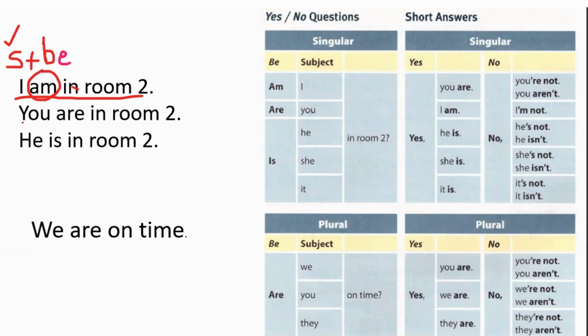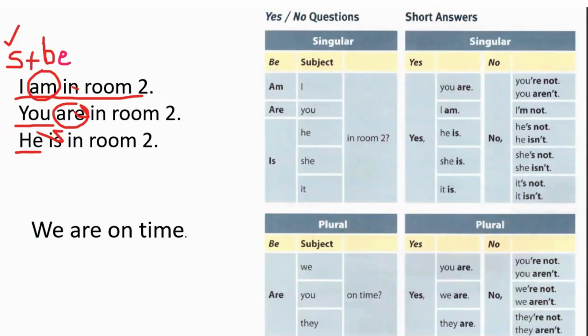In the second statement, you are in room 2. You is the subject and are is the be form. So subject plus be. In the third sentence, he is in room 2. He is the subject and is is the form of be.